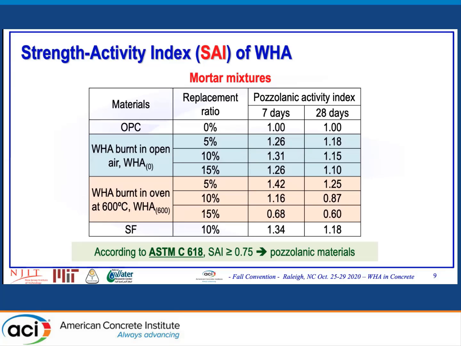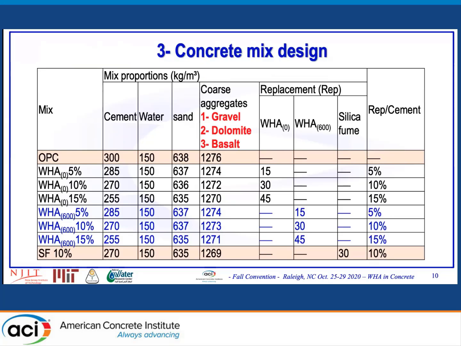But in this case, I used different percentages, 5, 10, 15, of the two different burning conditions, and I compared to the regular concrete, which is made with only cement. And I selected another reference, silica fume at 10%. So the 7 days and 28 days results showed a very good indication of SAI, strength activity index. So I continued, as all these are promising results. So we continued our research, and we tried to implement this ash in concrete mixes.